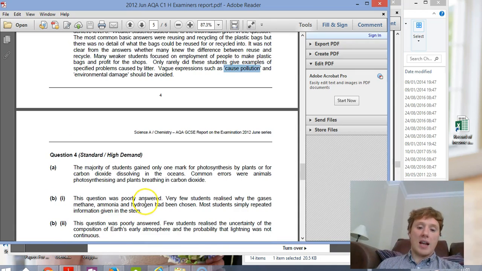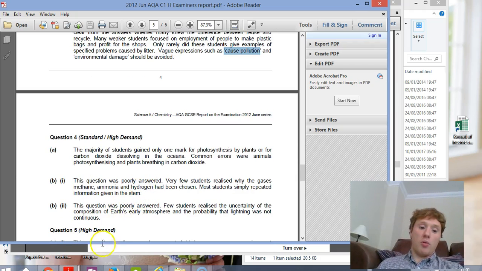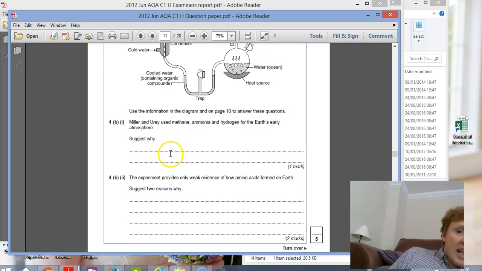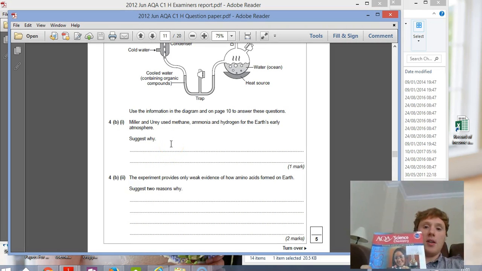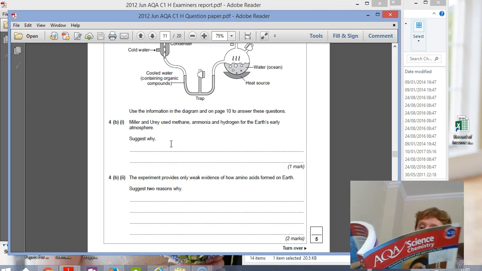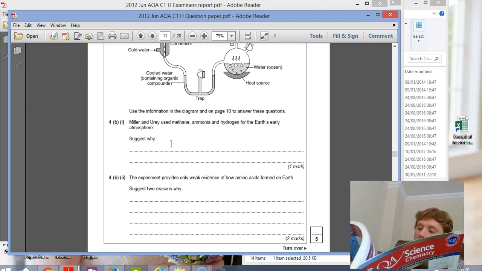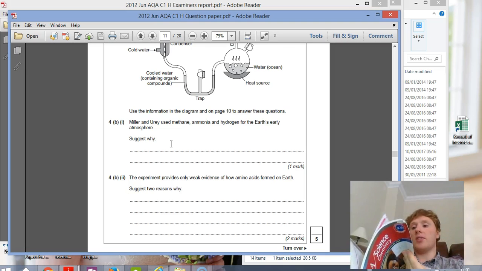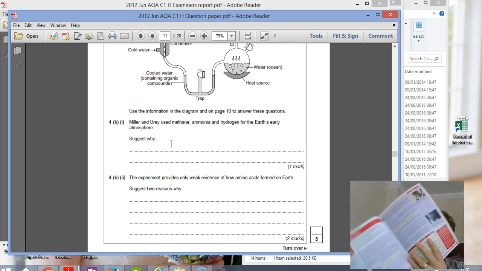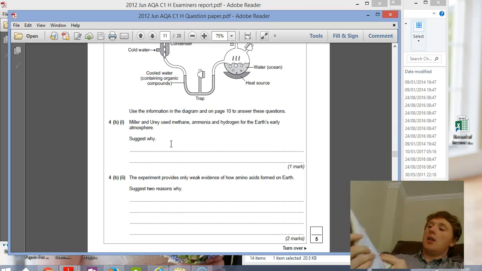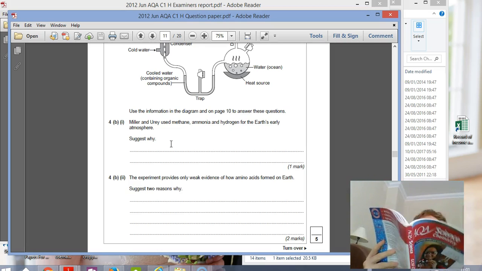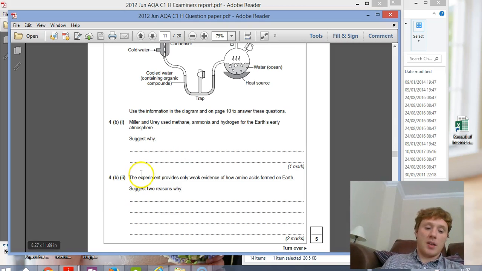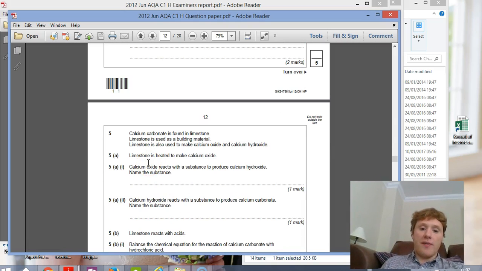So it was poorly answered, and that one was also poorly answered. So yeah, you need to read about the Miller-Urey experiment. If you have a book like this one, there is a whole double-page spread dedicated to the Miller-Urey experiments. C1 7.4, there's half a page. The other page is dedicated to other theories about why life started. So there we go.